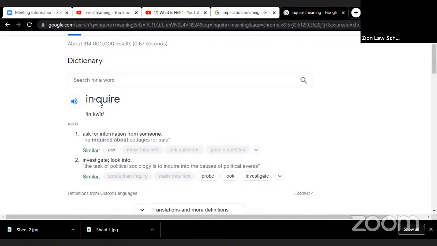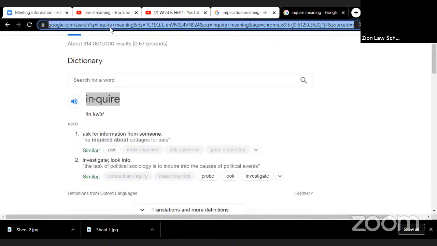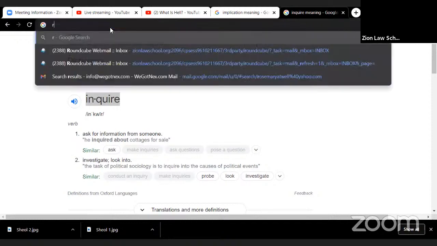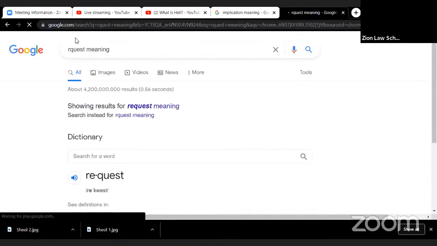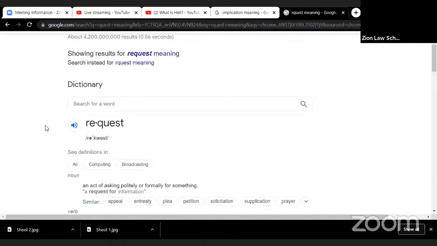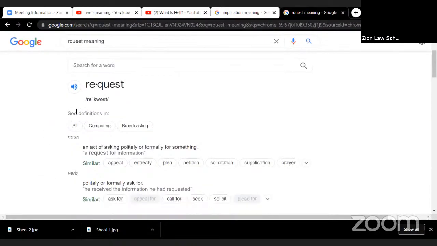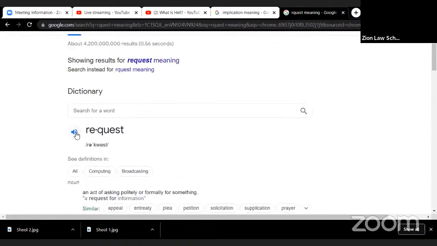Yes, so now we're going to walk through that. So the first word here we need to get a precise meaning on is inquire. Oh, I'm sorry, to request. I had that wrong. So to request. We're going to walk the audience through step by step on how to approach this. So this is request.